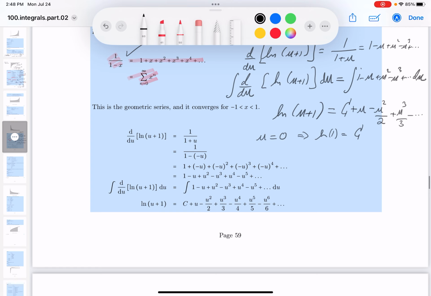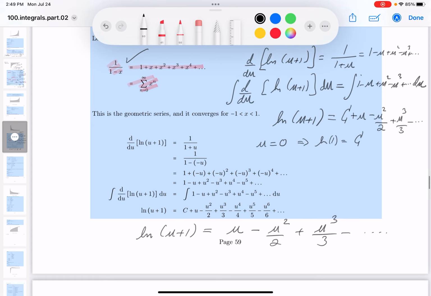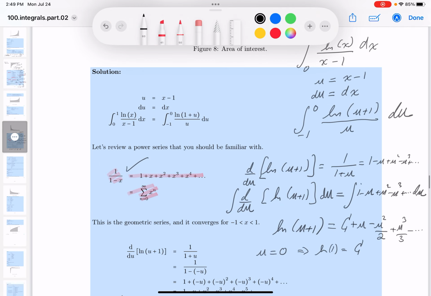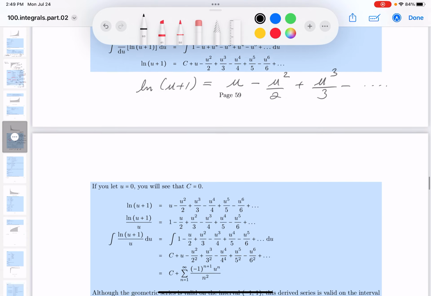So now I have a really simple form of u. Let me write it down. So the natural log of u plus 1 is u minus u squared over 2 plus u cubed over 3 minus yada, yada, yada. Relatively simple. Now, granted, you might say, why'd I do that? I did it because I want to look at this guy over here. That's what I want to look at. All right, let's take a look.